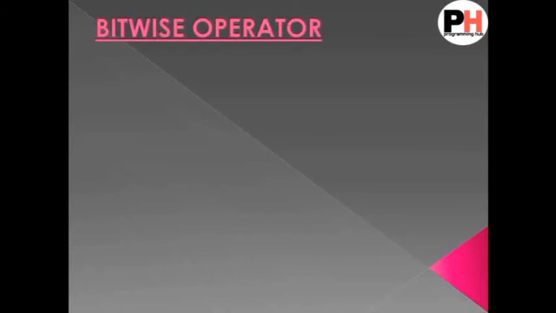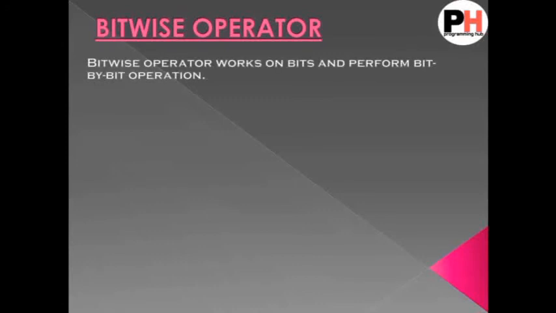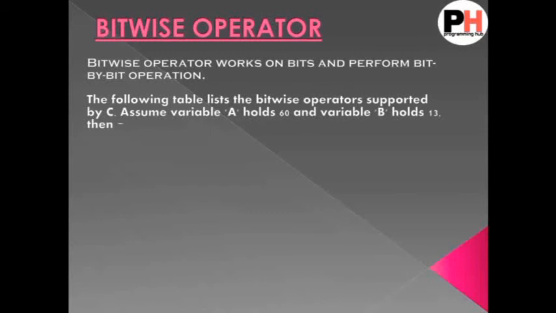That is the bitwise operator. Okay. Bitwise operators are the operators used to perform operations on the data at the bit level. It consists of two digits, 0 and 1. Okay. Now here, the bitwise operator works on the bits and performs bit by bit operation.